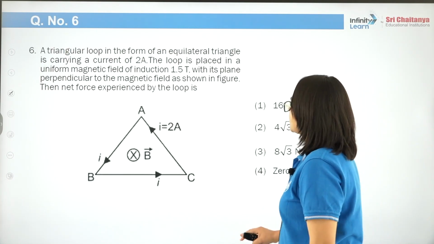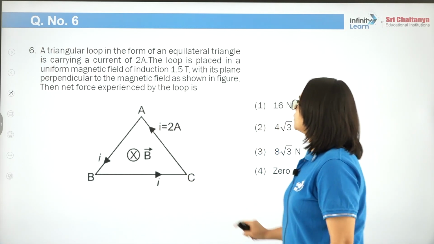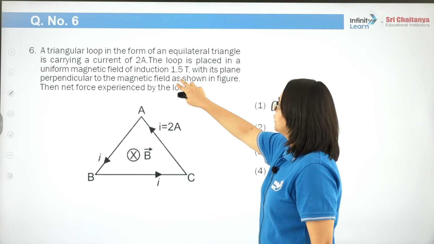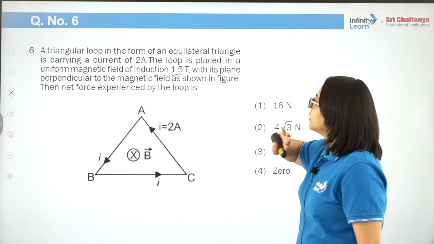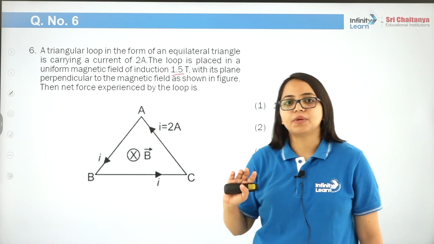Next is question number 6. We have a triangular loop and the total current that is flowing through this loop is 2 ampere and it is placed inside a uniform magnetic field of value 1.5 Tesla perpendicular to the plane of the loop, and we need to find the net force experienced by the loop.